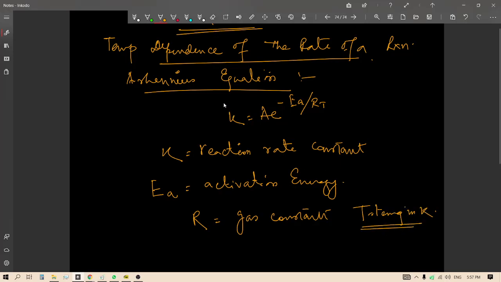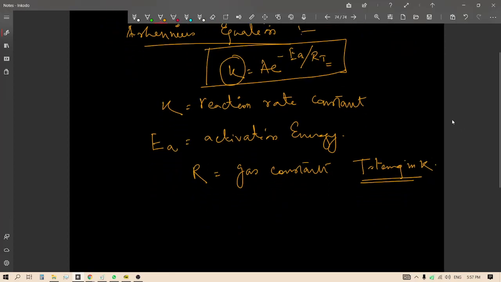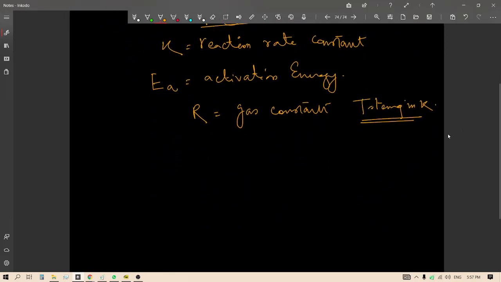So the dependence of the rate of reaction on temperature is given by this formula: K equals A into e to the power minus capital E suffix A by capital R into capital T. Now I will come in a matter of minutes to what we mean by activation energy. Before that, we should take a particular example. Let us take an example: H2 plus I2 gives 2HI. Both are in gaseous state.